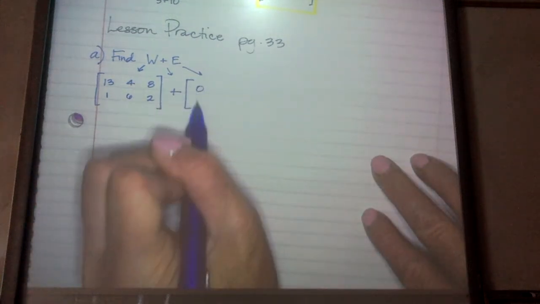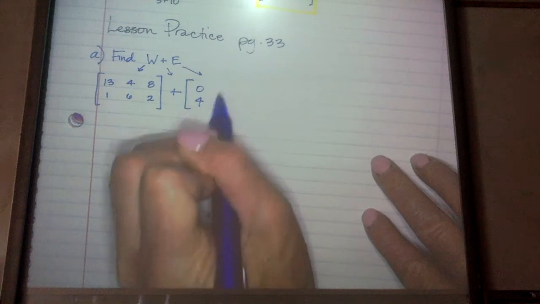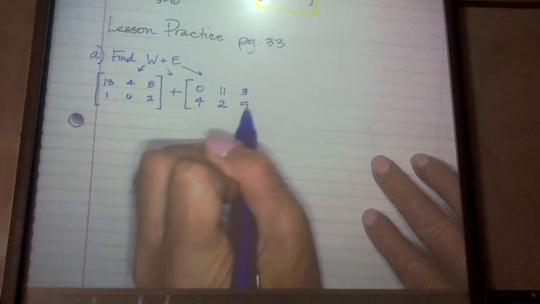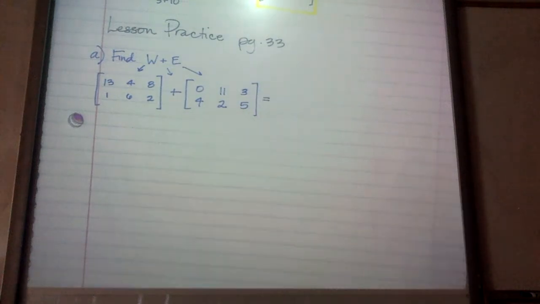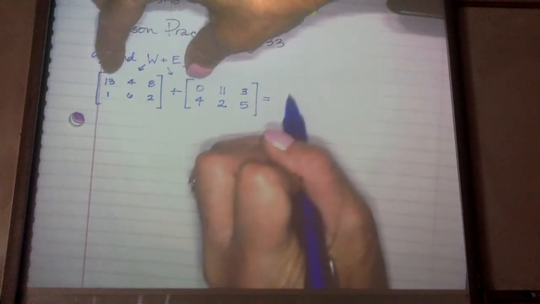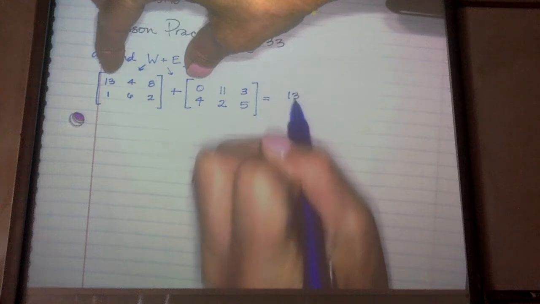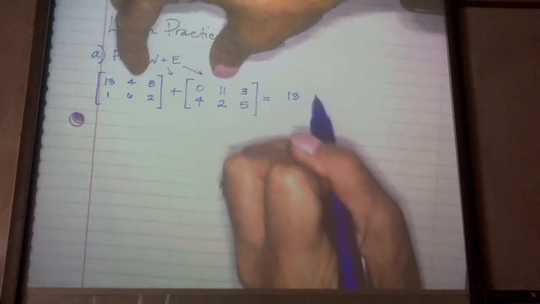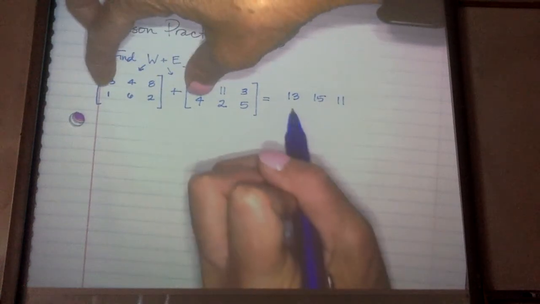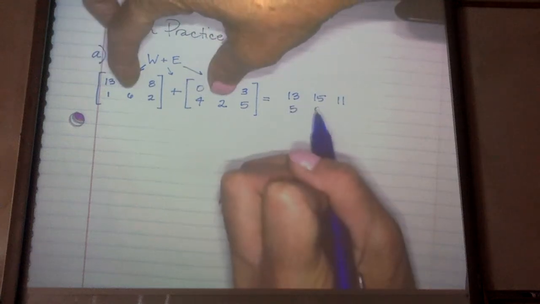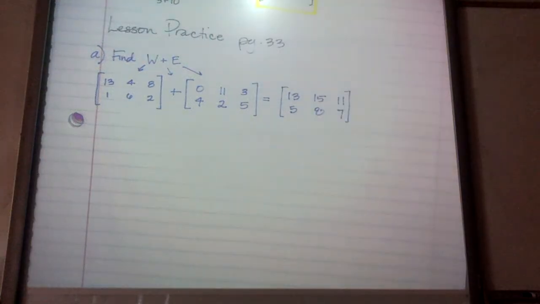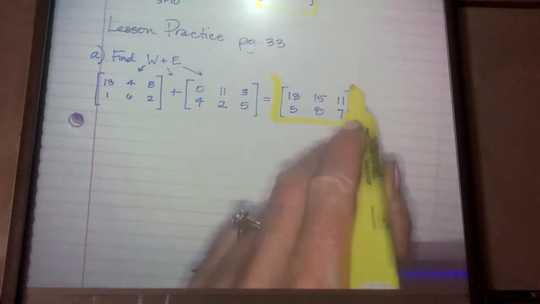So in the first column, they have 0, 4. Undersized medium, they have 11 and 2. And under large, they have 3 and 5. So if I add these together, let's start with 13 and 0. So starting with the top left, 13 plus 0 is 13. Next position, 4 plus 11 is 15. 8 plus 3 is 11. Bottom, 1 plus 4 is 5. 6 plus 2 is 8. 2 plus 5 is 7. Really simple, right, guys? We just add the numbers in the matching position.